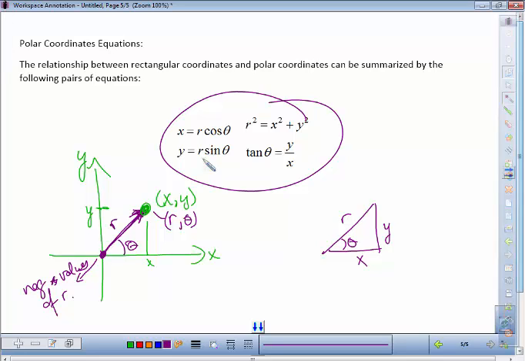If you can just remember this picture, then these equations should come naturally. And if they don't, just memorize these equations, then you're all good. Okay? Any questions? Negative values of r?